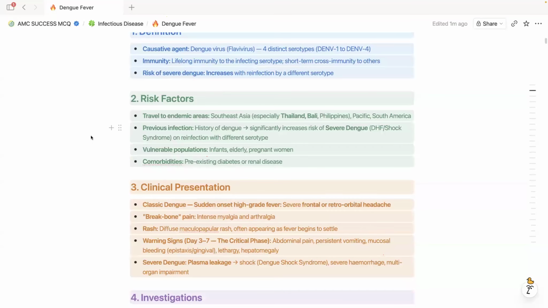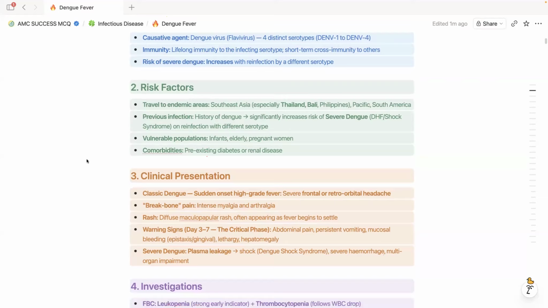So the risk factors for dengue: travel to an endemic area is very important, like Southeast Asia, Thailand, Bali, the Philippines. You can see a lot of recall travel to Bali, the Pacific, and South America as well. Previous infection, a history of dengue, also significantly increases the risk of severe dengue, and the patient will have shock syndrome or DHF on reinfection with a different serotype. Vulnerable populations: infants, older patients, pregnant ladies, and comorbidities, pre-existing diabetes or renal failure.